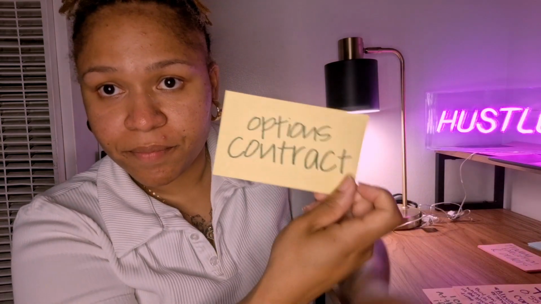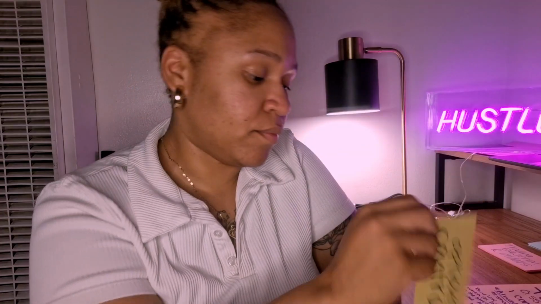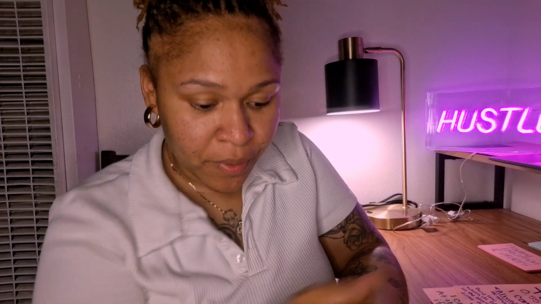Options contract. A contract giving the buyer the right but not the obligation to buy in the case of a call or sell in the case of a put the underlying asset at a specific price on or before a certain date. Expiration date. A specific date and time an options contract expires. Self-explanatory. Strike price.